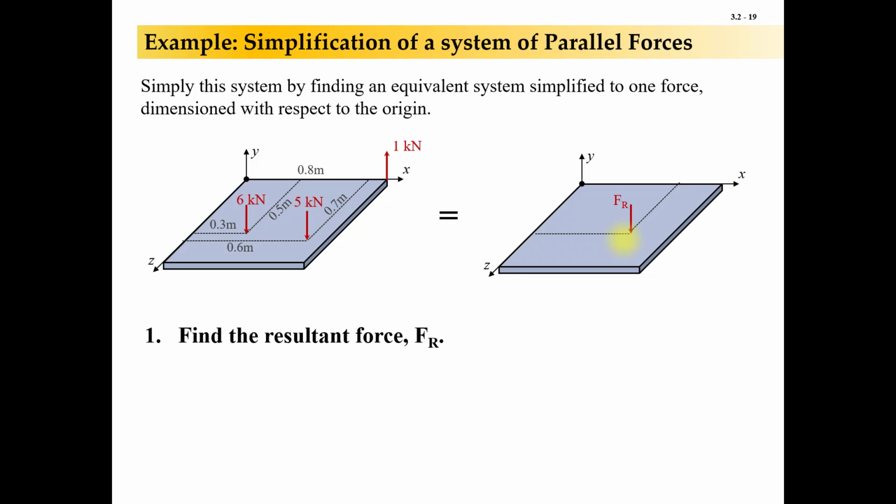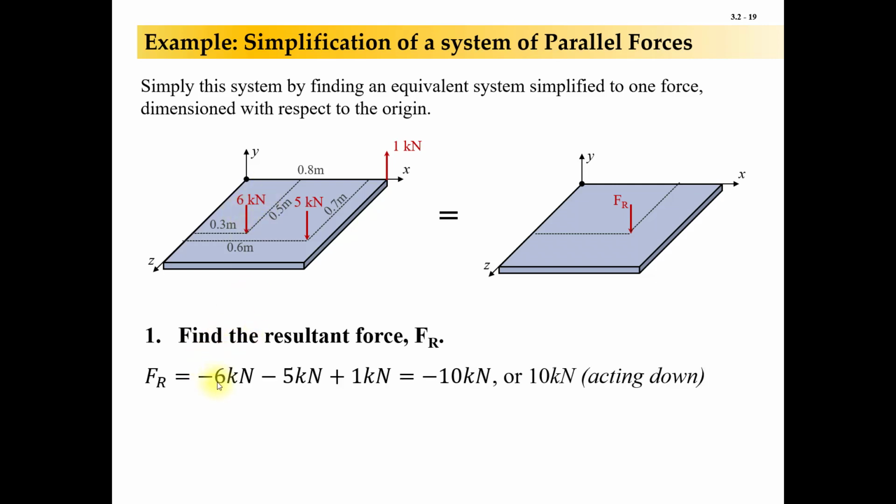So that's the whole point here, is we're just moving around and manipulating these vectors to get them simplified down without any loss of any of the forces or moments. You know, we can't just throw stuff away. We're just simplifying it. So the first step, find that resultant force. This is the easy part when the forces are parallel, because you can just add their magnitudes together. So I've got down is negative, up is positive, so I have -6 -5 plus 1. So that's going to give me minus 10 kilonewtons, or 10 kilonewtons acting downward. So that's my resultant force.